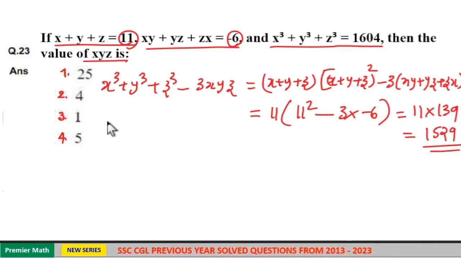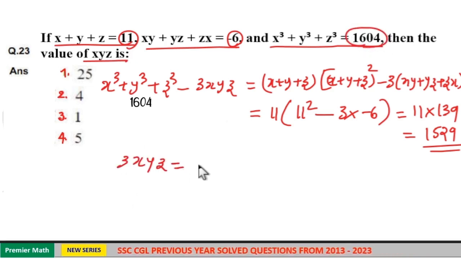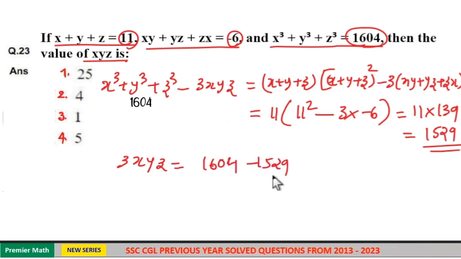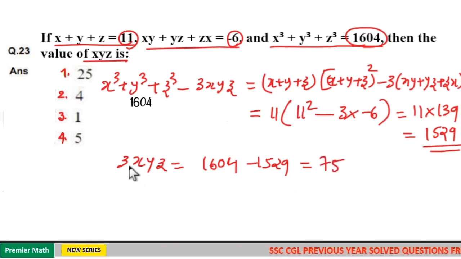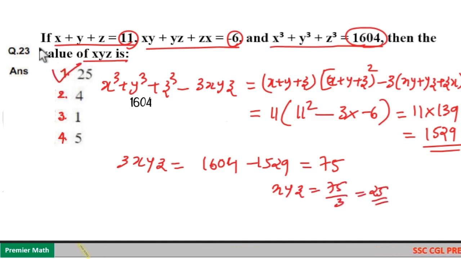Here x cube plus y cube plus z cube is equal to 1604, which means 3xyz is equal to 1604 minus 1529. 604 minus 529 is equal to 600 minus 530, which is 70. So 70 plus 5 is 75. So 3xyz is equal to 75, which means xyz is equal to 75 by 3, that is 25. So option 1 is your answer.